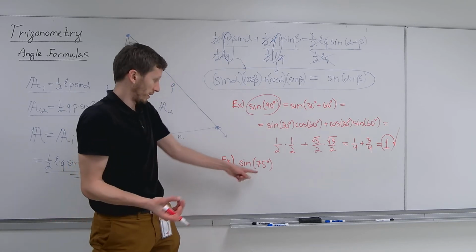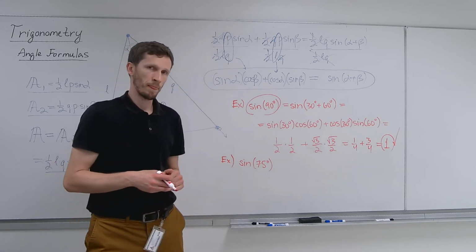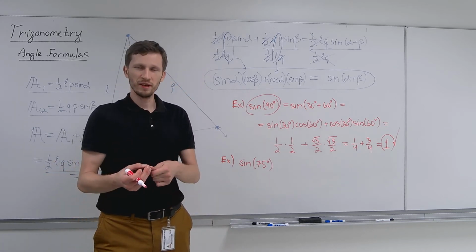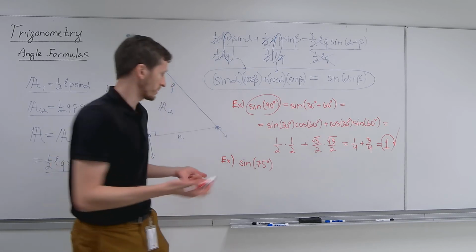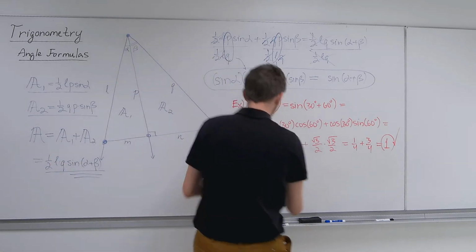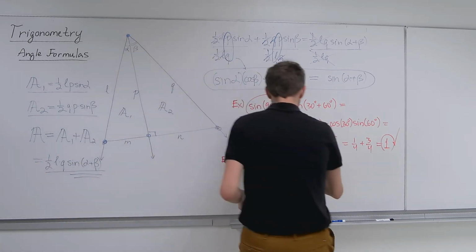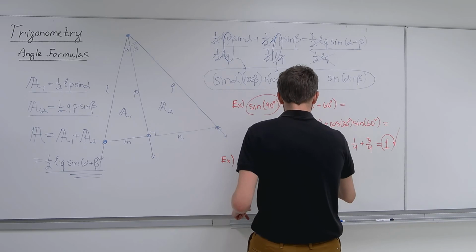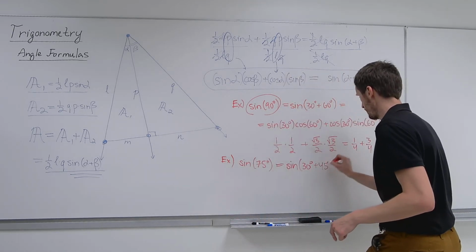It's a reference angle, but that's all we know. It's also the sum of two angles we can use. What are they? Let's try 30 degrees and 45 degrees. I know those angles very well. Those are common angles. I don't know what sine of 75 is equal to; we have not done that before. So let's say it's sine of 30 degrees plus 45 degrees, right?